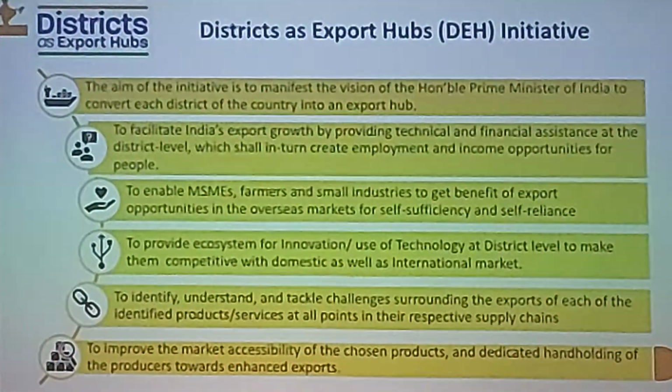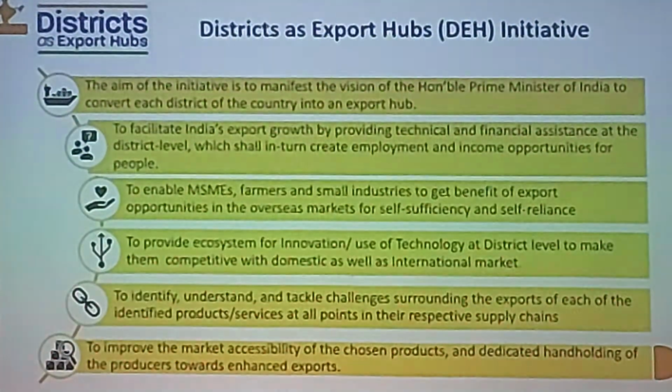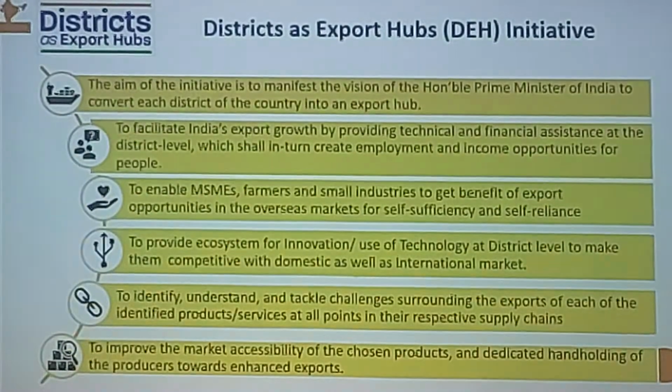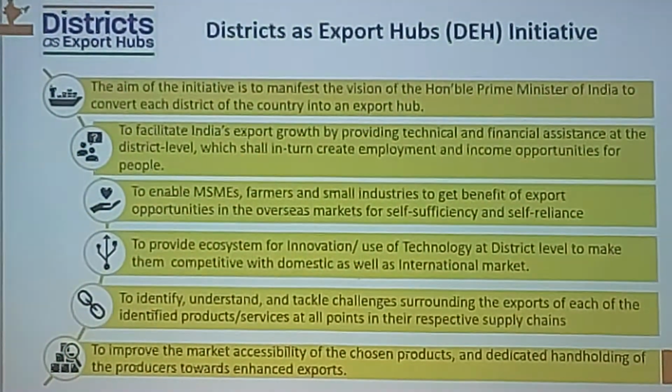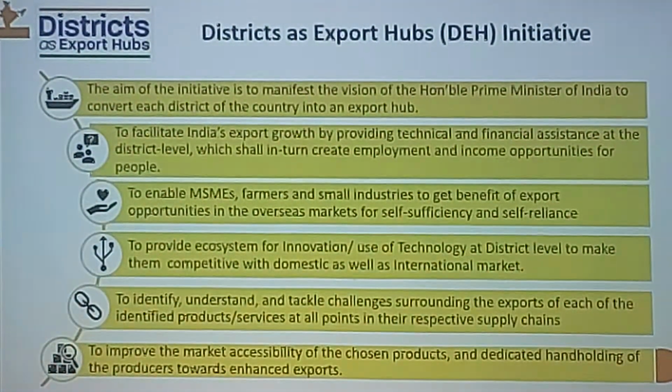So in 2019, on Independence Day, our Honorable Prime Minister gave this vision of making every district an export hub. So this scheme was launched at that time. So what is this scheme? Every district of this country is to be made an export hub. So what is the mechanism?